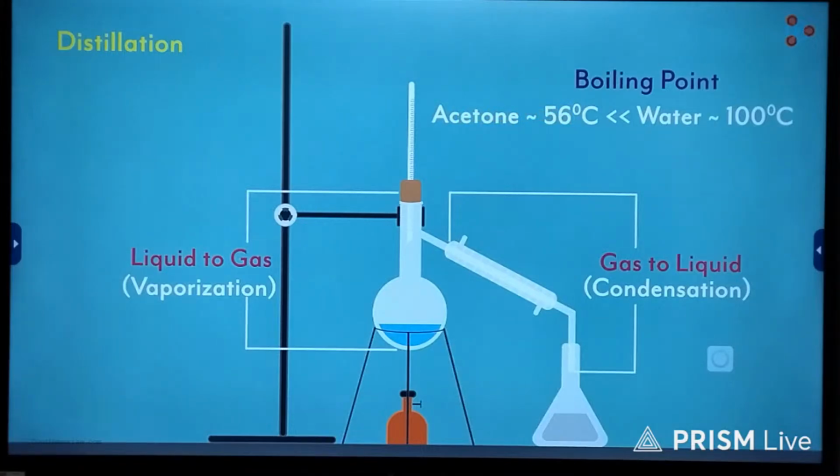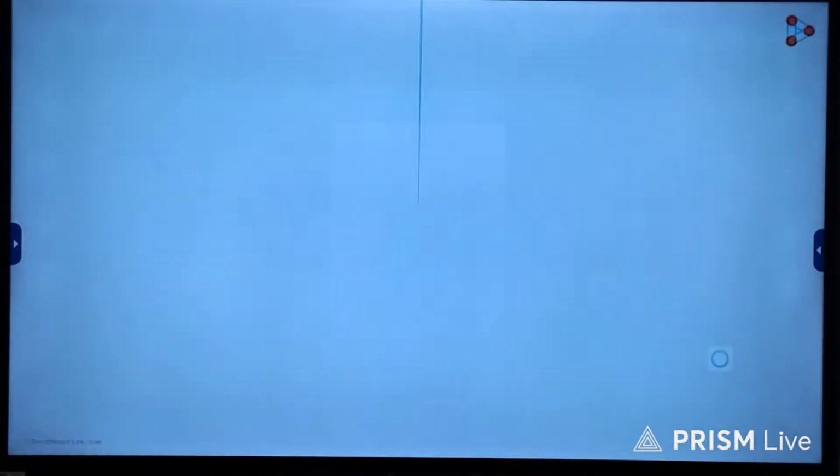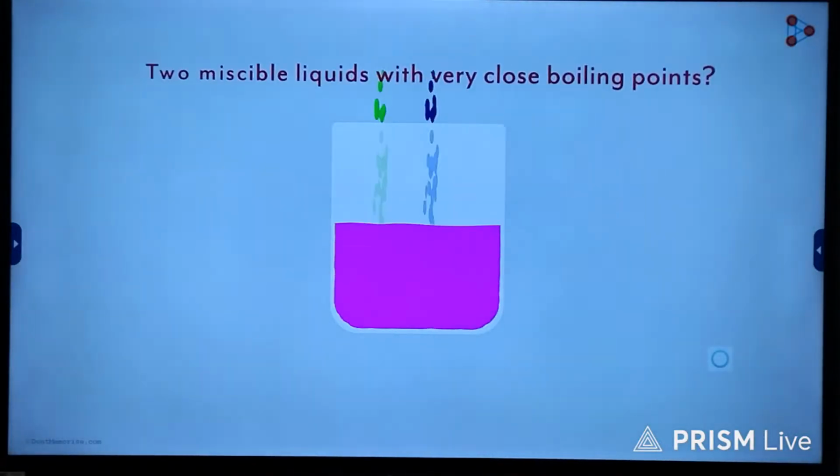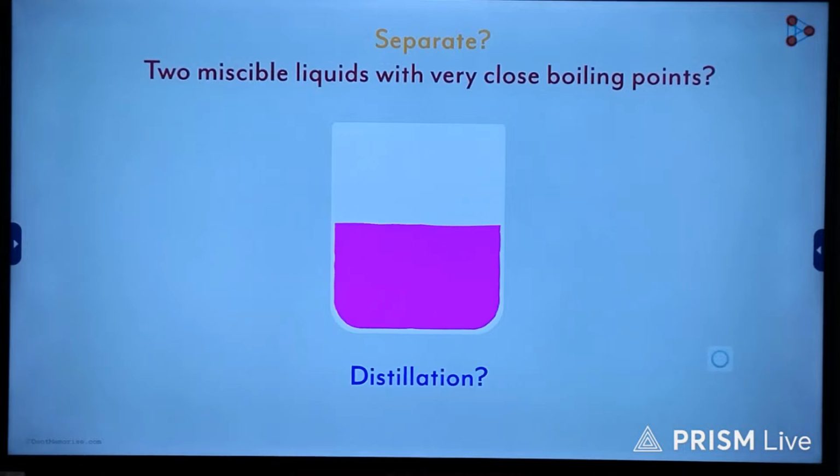Hence, it is evident that the two liquids which are visible can be separated by distillation. However, the difference in their boiling points must be substantial. What if two substances that have been mixed together have very close boiling points? How would I separate these two substances then? Will the same method be useful? No, distillation cannot be used for such mixtures. To know which method can be used, you watch our next video.